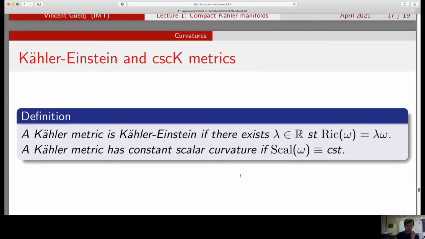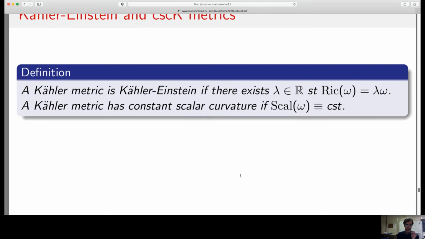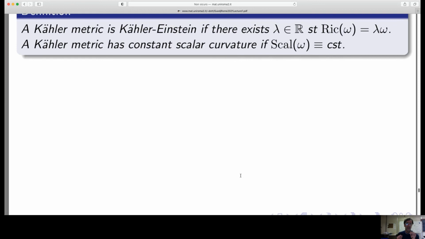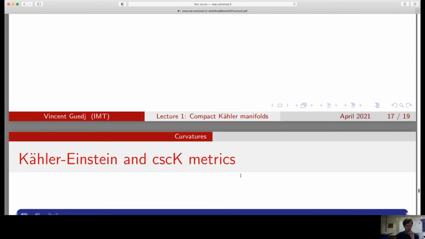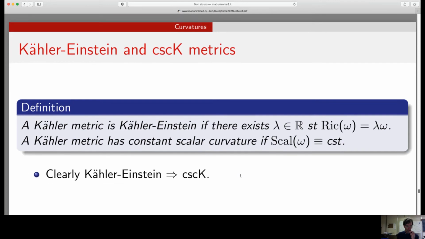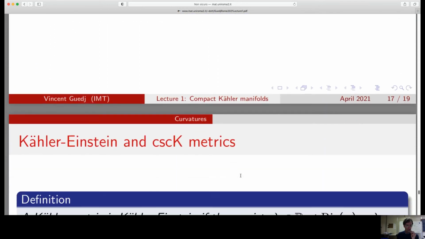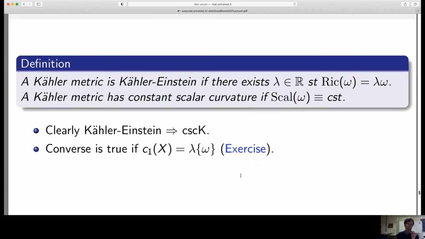And this implies, if you take the trace, that the scalar curvature is constant. So any Kahler-Einstein metric is also a constant scalar curvature Kahler metric. And there is some sort of vice versa. I mean, in general, it's not the same thing.